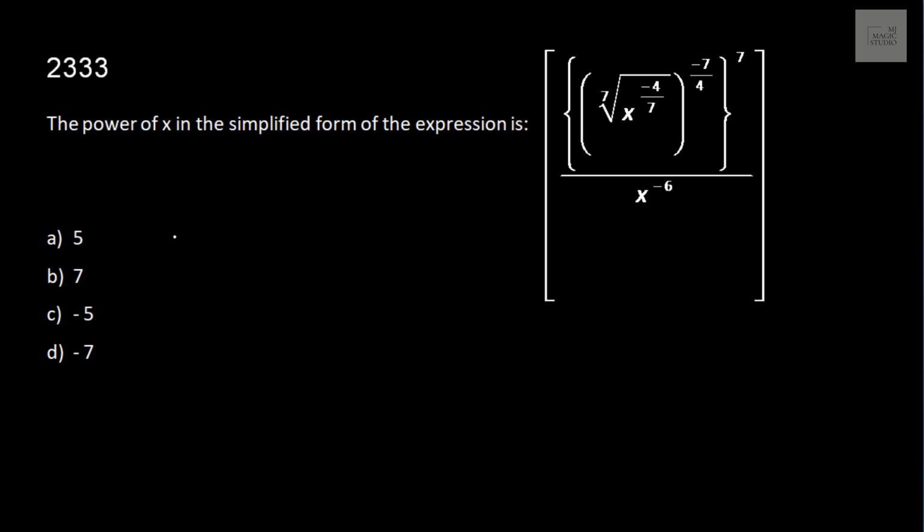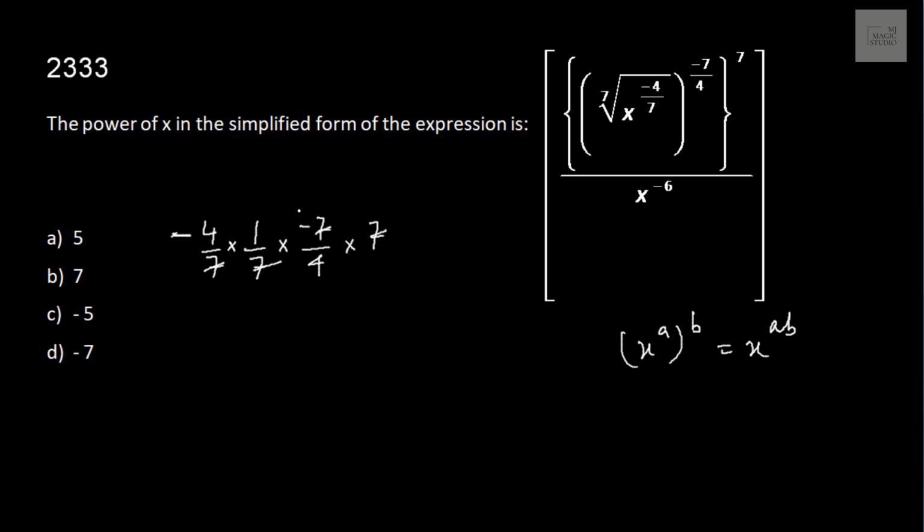It is x to the power minus 4 by 7, but the root is the 7th root, that means it is into 1 by 7. Then it is to the power of minus 7 by 4, so I'll keep on multiplying. x to the power a whole to the power b is actually x to the power ab. So 7, 7, and minus 4, 4, this is minus 1. So minus 1 into minus 1 is plus 1.